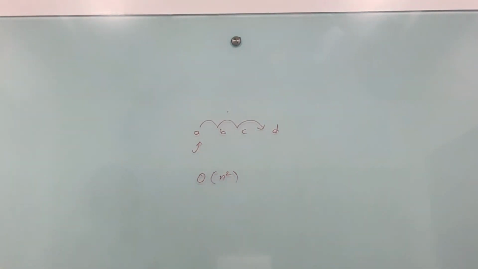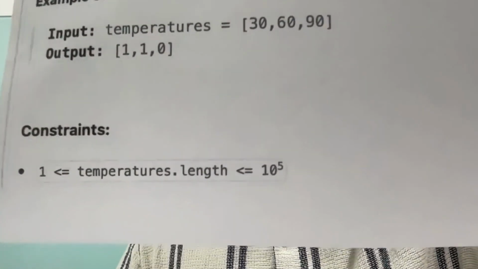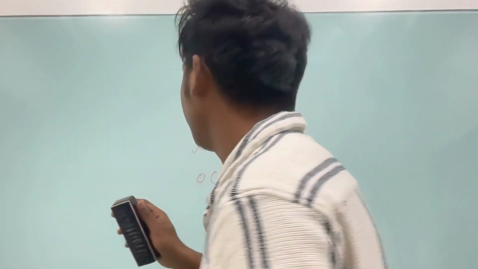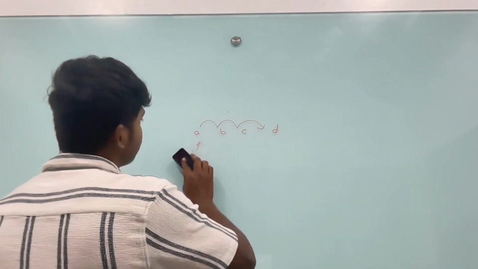So it is slow, because in the constraints the length of the temperature array can be up to 10 power 5. So n square with 10 power 5 is too slow. So what do we do now? We have to do optimization. So how do we optimize?